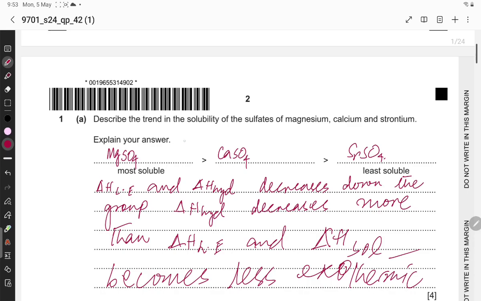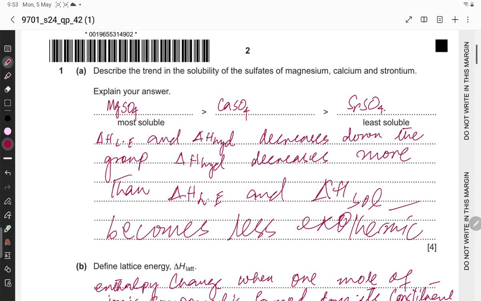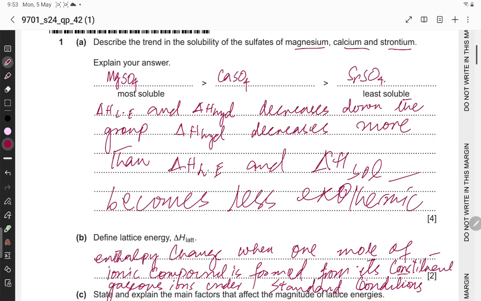Question number 1, describe the trend in the solubility of the sulfates of magnesium, calcium and strontium. Explain your answer. Magnesium sulfate is more soluble. This is magnesium, calcium, strontium. So most soluble is magnesium sulfate, then calcium sulfate, and least soluble is strontium sulfate.